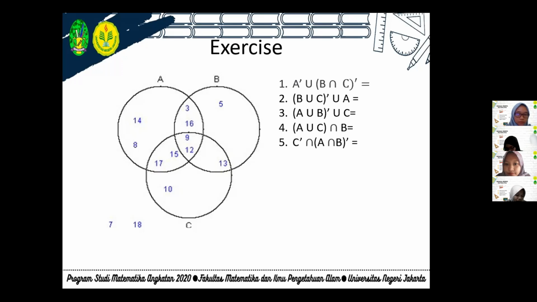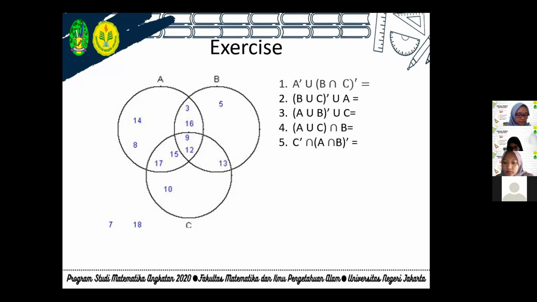May I try number 2? Yes, of course. The answer is 14 and 8. I'm sorry, it's still wrong. May I answer number 2? Yes, of course. The answer is 3, 8, 9, 12, 14, 15, 16, and 17. I'm sorry, it's still wrong.